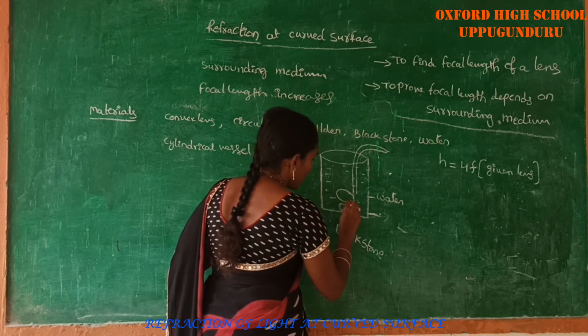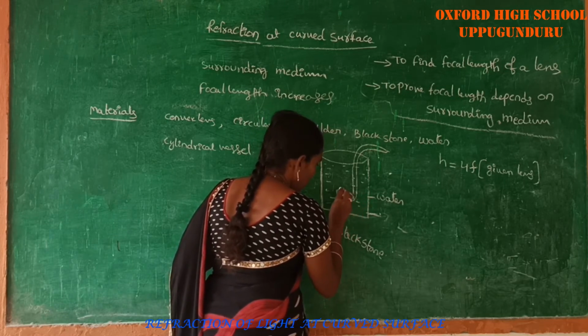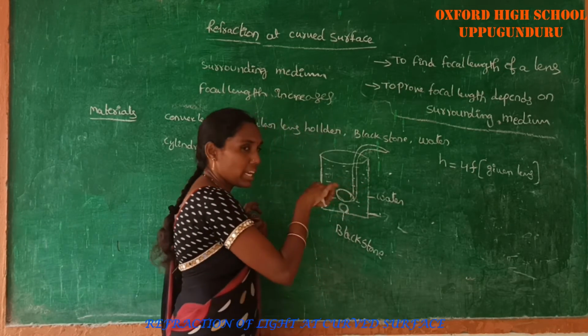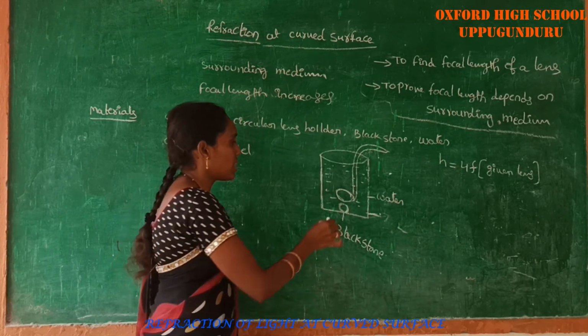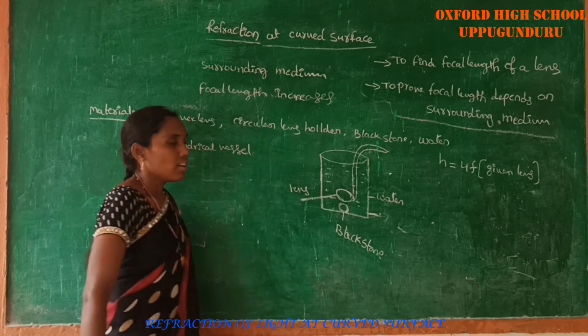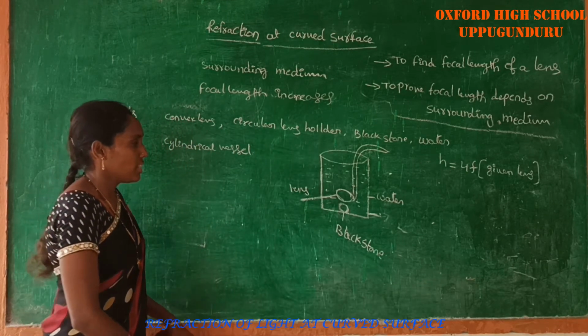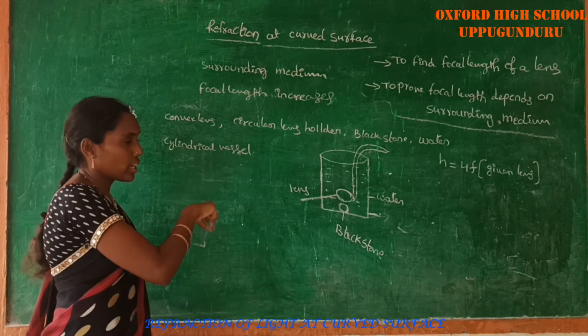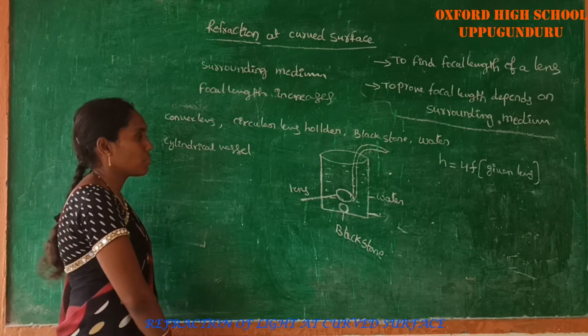This is for the circular lens holder. By using this, we have to dip the lens in water horizontally with the help of the circular lens holder. Here are the required procedures for doing this experiment.